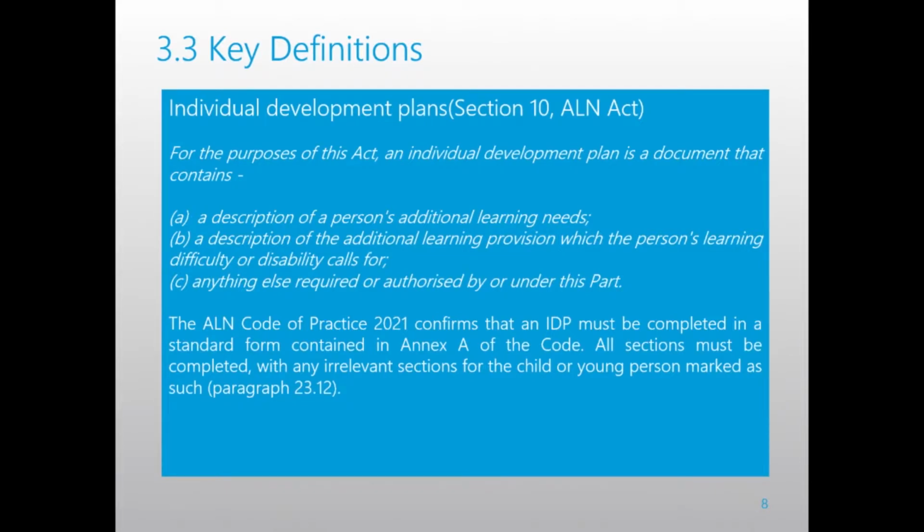It says, for the purposes of this Act, an individual development plan is a document that contains A, a description of the person's additional learning needs, B, a description of the additional learning provision which the person's learning difficulty or disability calls for, C, anything else required or authorised by or under this Act.